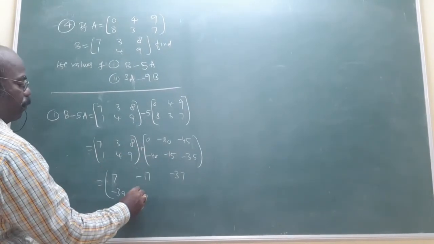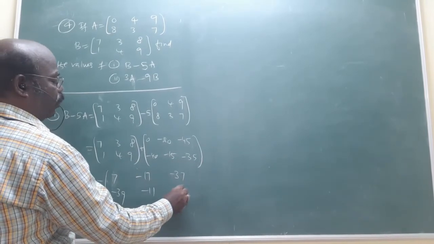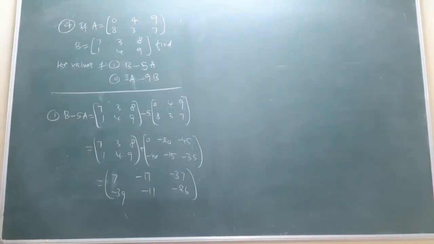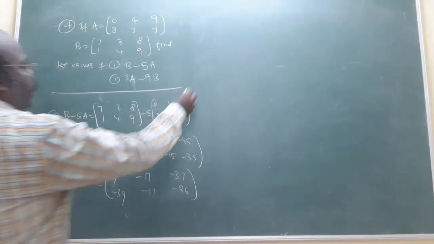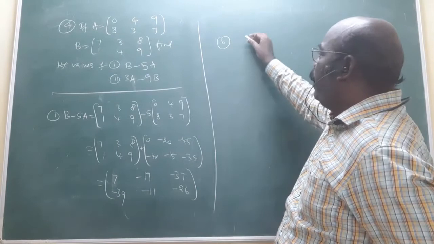4 plus 15 is minus 11. 9 minus 35, that is minus 46. In this way, you simply get the answer. This is a 2 mark question. 7, minus 17, minus 37, minus 39, minus 11, minus 46 is the answer. First subdivision 1. Now second subdivision, the same thing only.